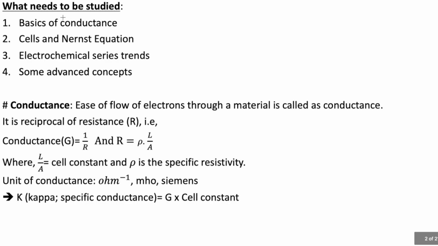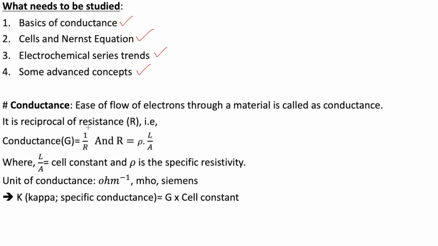Alright, so what are the basic things which we have to study in electrochemistry? The first thing which you have to study is basics of conductance. Then you have to study cells and Nernst equation and numericals related to that. After that comes electrochemical series and the trends related to that, and then comes some advanced topics including mean ionic activity and Debye Huckel rule and all.